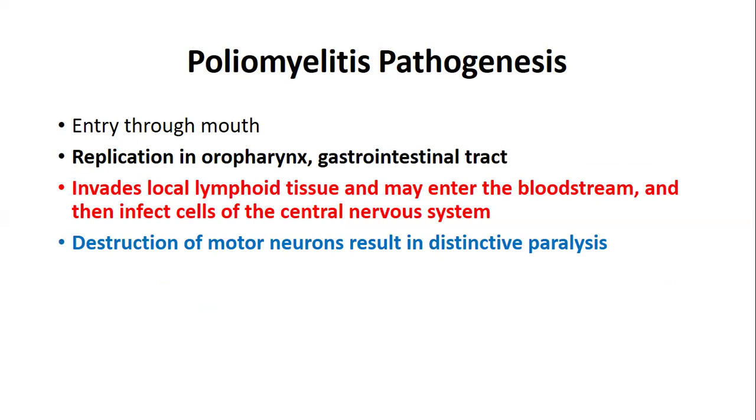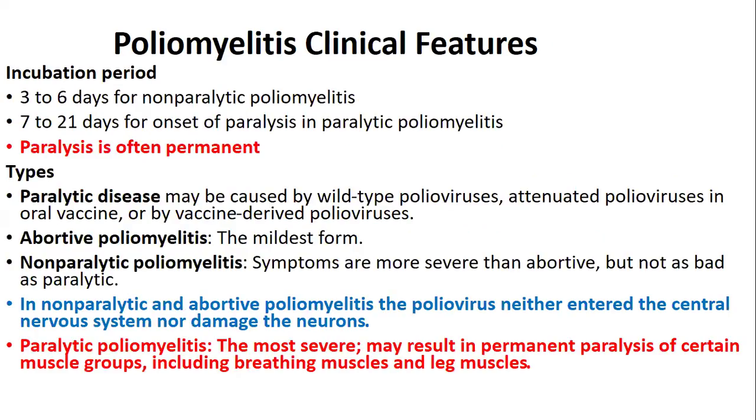Poliomyelitis pathogenesis: it usually enters the body through the mouth, and replication occurs in the oropharynx and the GIT. It invades the local lymphoid tissue and may enter the bloodstream, and then infect cells of the central nervous system. So it goes all the way up to the central nervous system, where it causes destruction of the neurons, resulting in distinctive paralysis, which we have noticed in conditions that have to do with polio.